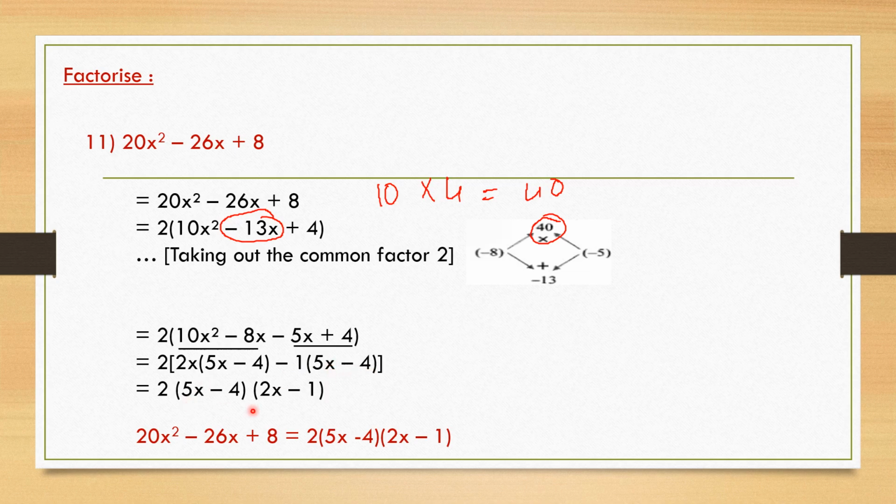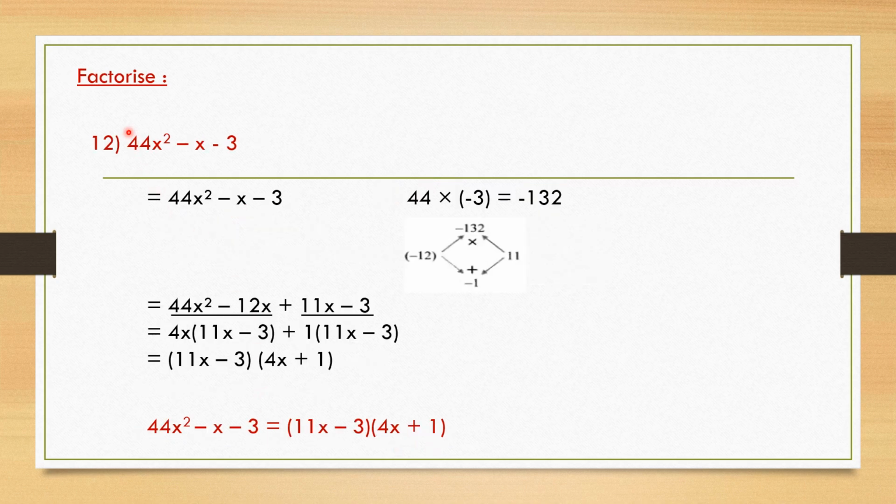So here we have 5x minus 4, and this 2x minus 1, you write it together. So the factors are this 2, which initially we took outside, multiplied by 5x minus 4 multiplied by 2x minus 1. So the factors of this expression are 2 into 5x minus 4 into 2x minus 1.